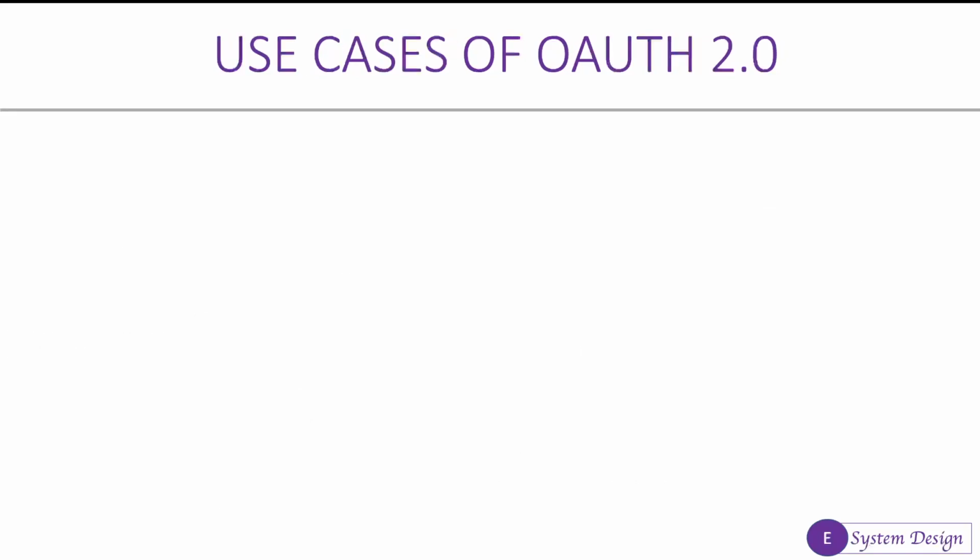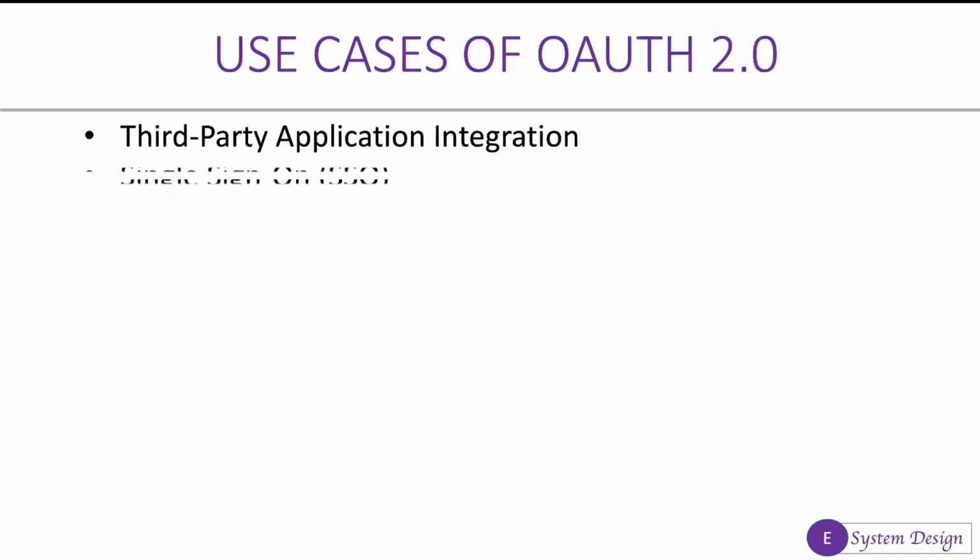Let's try to understand the popular use cases of OAuth 2.0. One of the most popular use cases is third-party application integration. OAuth 2.0 allows third-party applications, like clients, to access user data from various services, like a resource server, on behalf of the user. For example, a fitness app can access a user's health data from a health tracking service.